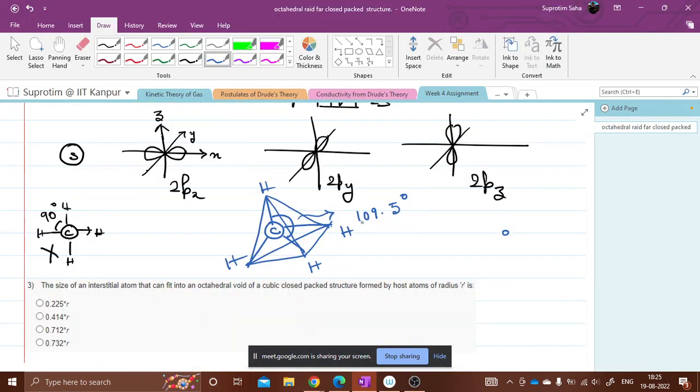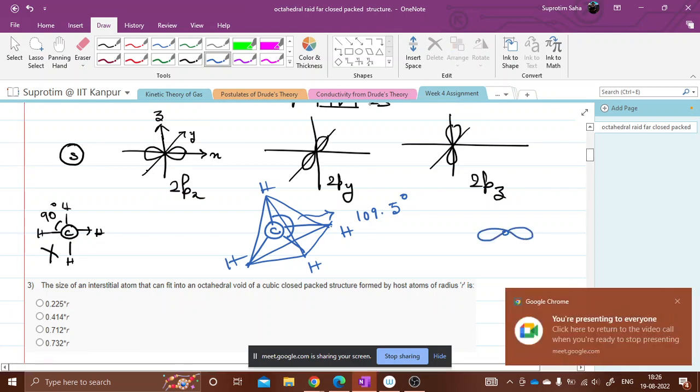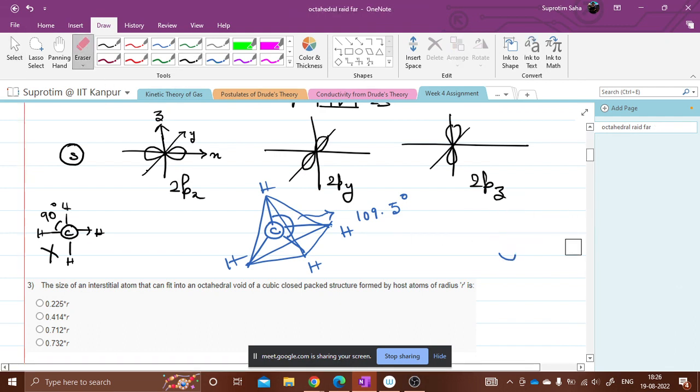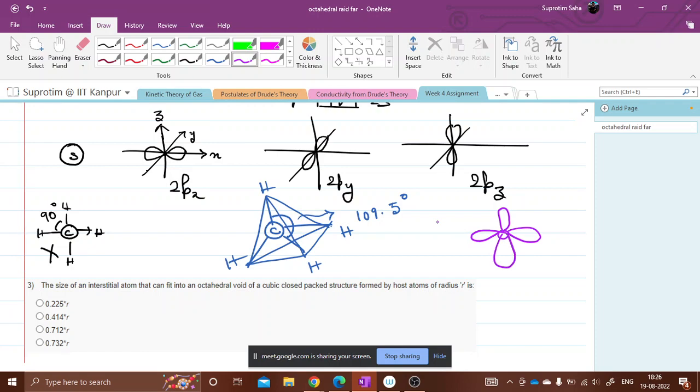This is carbon, and these are the lobes. One lobe is this, one lobe is that, and one lobe is this, right? The drawing is not very good, pardon me, so let's draw it in a different color. This is this, this is this. Now there is overlap of orbitals, and these are the hydrogen atoms, right?